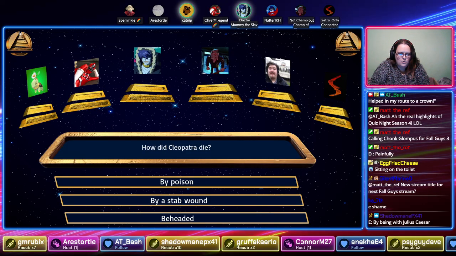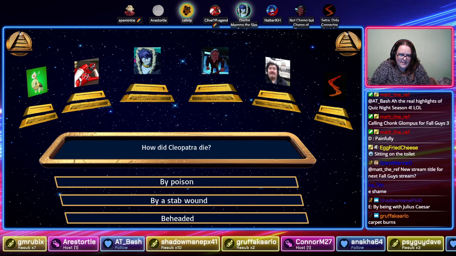Let's start with Team 2. Grunkle? I put A, poison. Okay, Liam? Likewise, poison. And Cetra? And poison from me. Okay, so I'm not gonna reveal it yet. Then, Team 1, Aristotle. I see Team 2's responses, and I feel so bad by thinking that it was not going to have to do with poison in Egypt. I said stab wound. Clive? Poison.